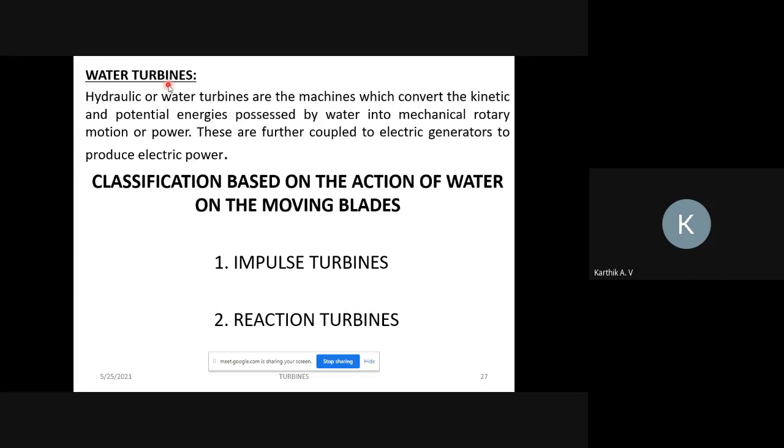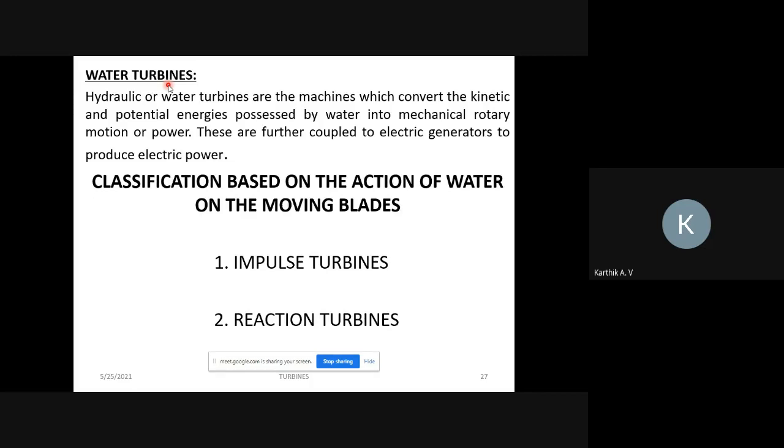Initially water is stored in a dam. That stored energy is called potential energy. Then water is moving from the dam through the penstock. That moving energy is called kinetic energy.